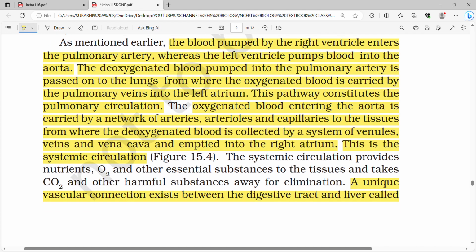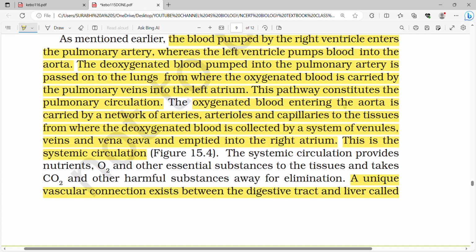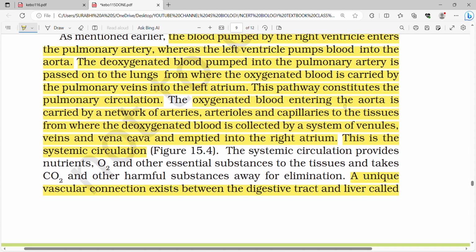So the blood pumped by the right ventricle enters into the pulmonary artery, whereas the left ventricle pumps the blood to the aorta. And this deoxygenated blood pumped into the pulmonary artery is passed on to the lungs, from where the oxygenated blood is carried by the pulmonary veins into the left atrium. This pathway constitutes the pulmonary circulation. So there are two circulations, pulmonary and systemic. So this one is pulmonary.